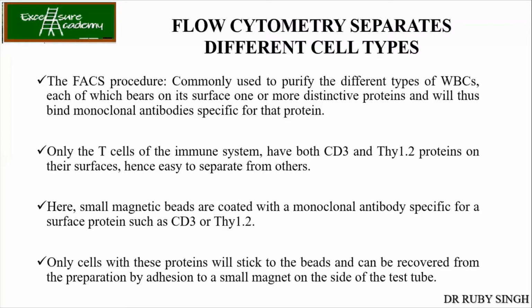In the case of MACS, there are certain small magnetic beads. These magnetic beads are coated with a monoclonal antibody, and these antibodies are specific to the surface proteins present on your cells of interest. In this case, it is the T cells. Only the cells with these proteins will stick to the beads and can be recovered from the preparation by adding a small magnet to the side of the test tube.